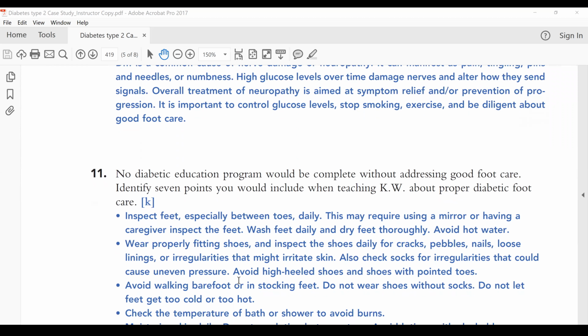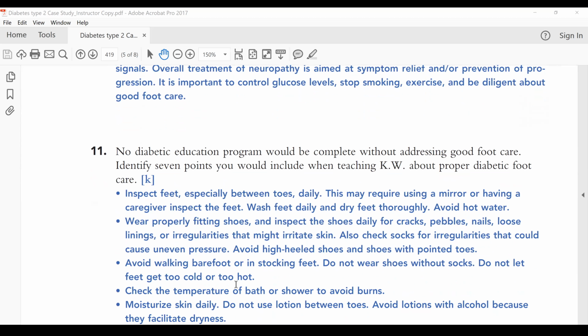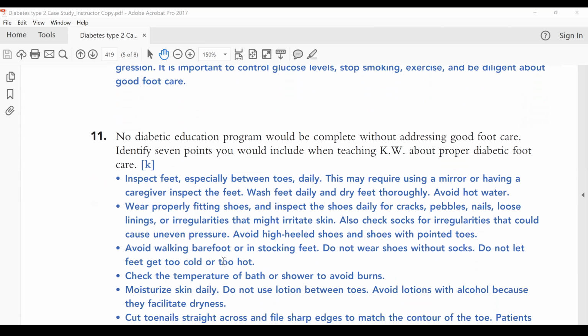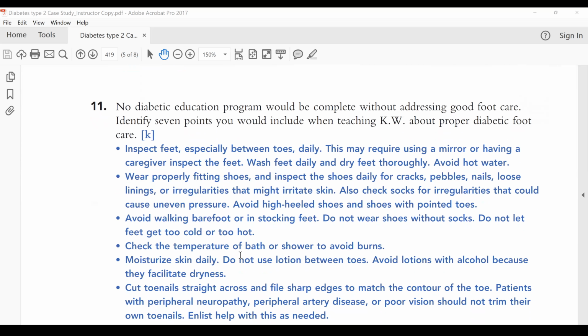Check the temperature of the bath or shower to avoid burns. Moisturize the skin. Use lotion in between the toes. Try not to use lotions with alcohol because that causes more drying. Use more like body butters. Cut toenails straight across and file sharp edges. Patients with peripheral neuropathy or peripheral arterial disease or poor vision should not trim their toenails. That's where the podiatrist would come into play.